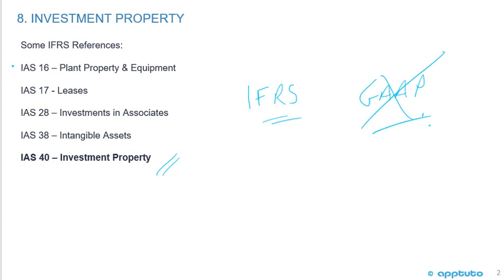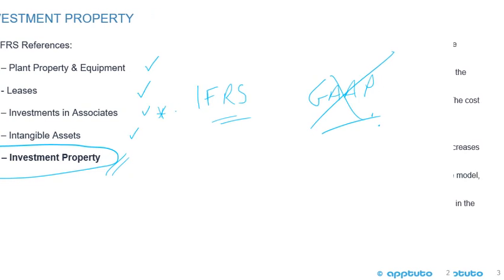So I've shown this slide before with regards to some of the international accounting standards under IFRS for long-term assets, and this is just a quick review. International Accounting Standard 16 covers plant, property, and equipment. International Accounting Standard 17 covers leases. International Accounting Standard 28, investment associates, is not a focus of this chapter. International Accounting Standard 38 covers intangible assets. And now we're looking at investment property with regards to this learning outcome statement, and that's covered by International Accounting Standard 40 under IFRS.